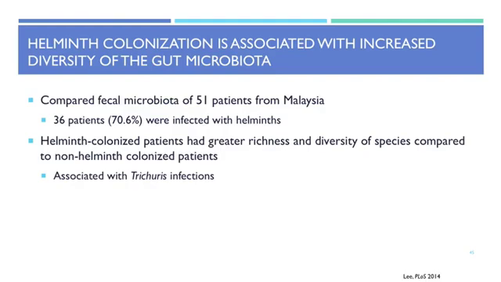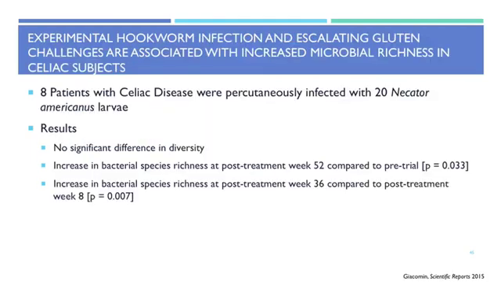So then that started getting them thinking, does this have a role? Why are these people healthier? And so they used it in patients that had gluten allergies, basically, and they exposed patients to these ova. There were only 8 patients included, so once again, really, really small. They identified that there was no significant difference in the diversity between the patients that had been exposed to the ova, but they did have an increase in bacterial richness about 52 weeks afterwards, so whether that has a role in preventing diseases or not, and that was also at both 36 and 52 weeks.